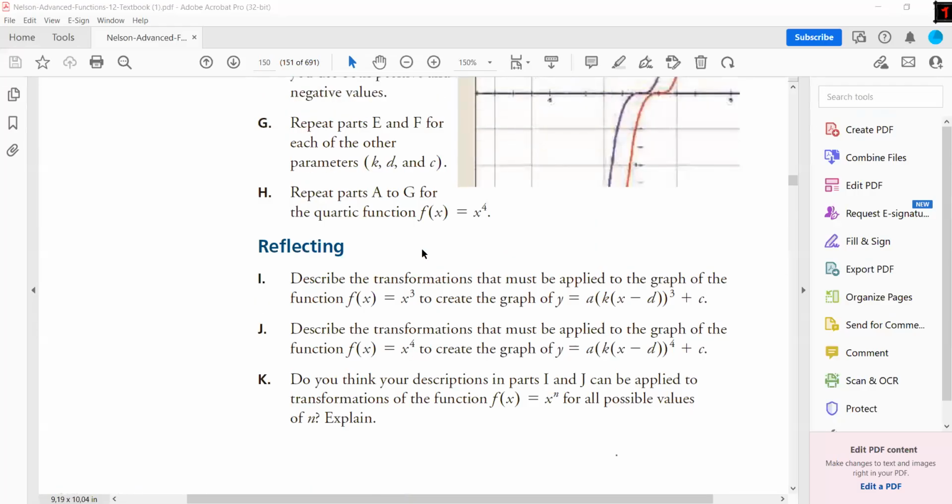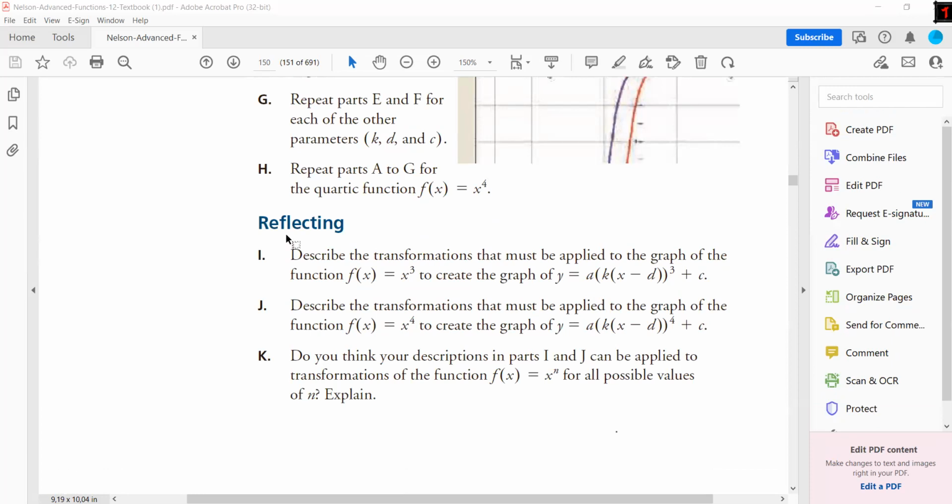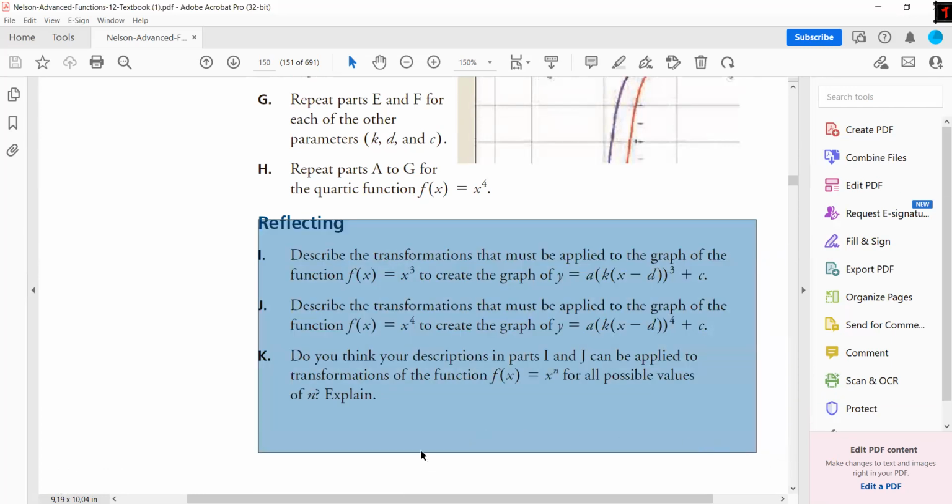Oh, I wasn't sharing my screen right now. That's unfortunate. Here are the reflection questions.